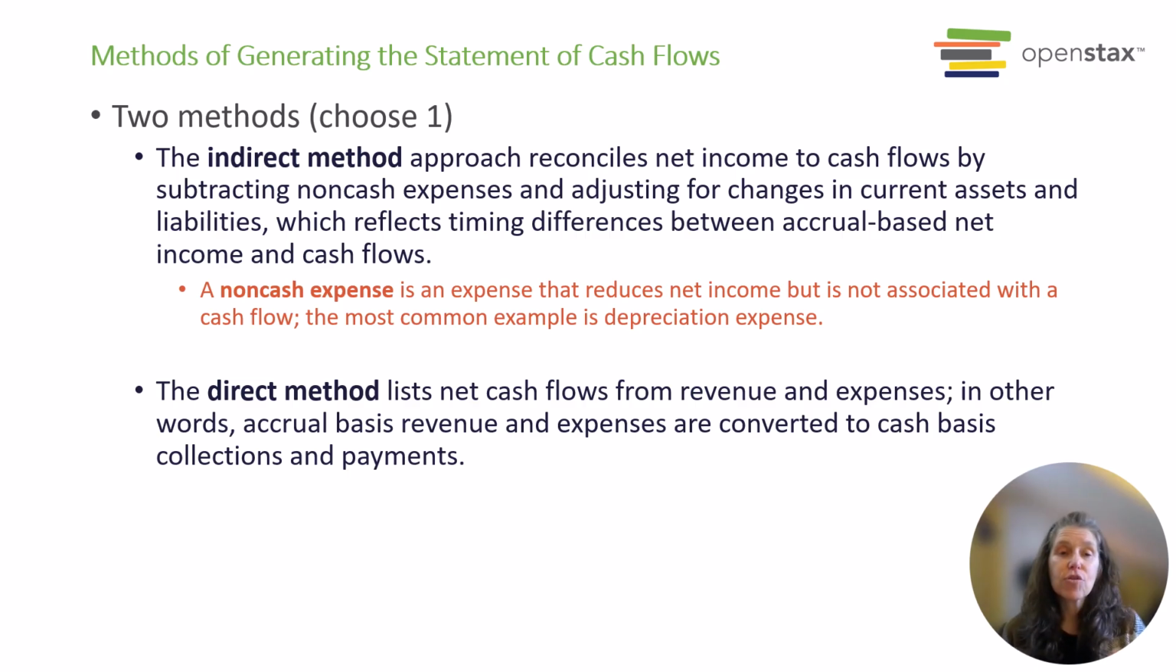There is a direct method which just lists direct net cash flows from revenue and expenses, and that would be appropriate for a cash basis accounting system, but is not GAAP approved because GAAP prefers accrual accounting. So while our appendix has the direct method, we're going to focus primarily on the indirect method.